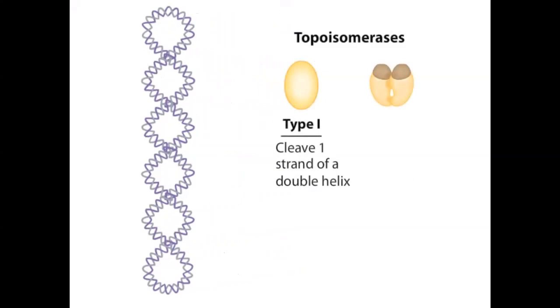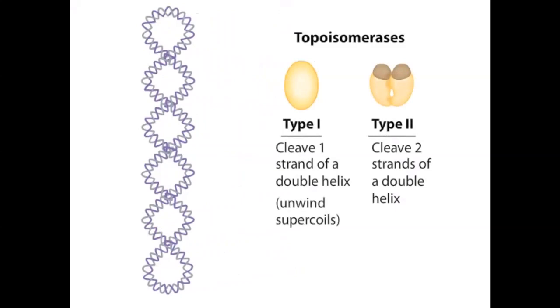How does DNA achieve a supercoiled state? A bacterial cell produces enzymes that can twist DNA into supercoils and relieve supercoils. Enzymes that change DNA supercoiling are called topoisomerases because they change the topology of DNA. Type 1 topoisomerases cleave only one strand of a double helix, while type 2 enzymes cleave both strands. Type 1 enzymes are generally used to relieve or unwind supercoils, while type 2 enzymes use energy to add supercoils.